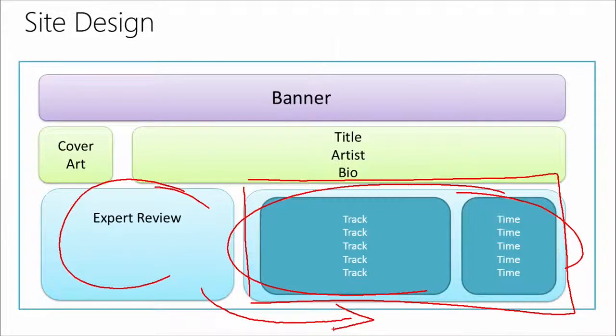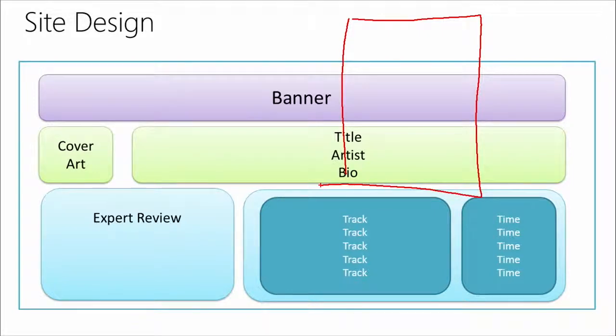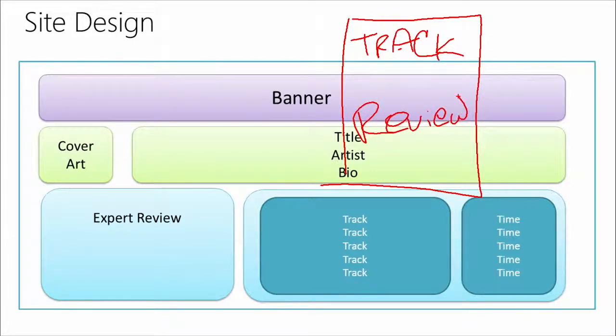So the end result here is I want, on a single column for small devices, my track info to be displayed there, and I want my review to be displayed there. That's what I want. That's what I'm looking for.